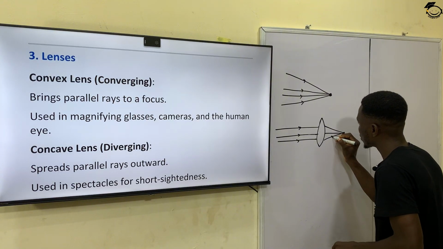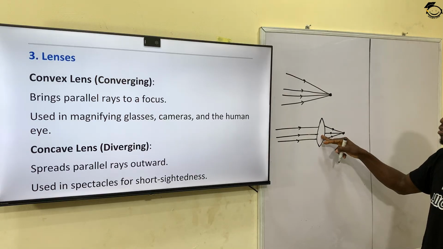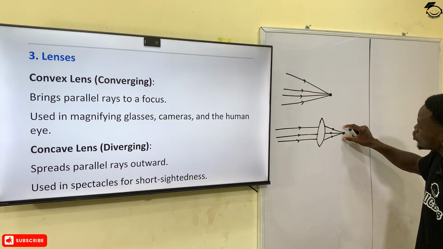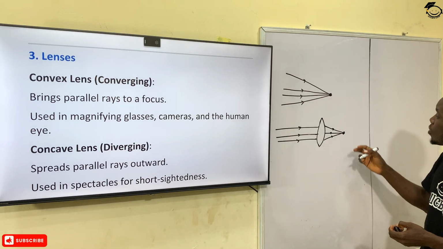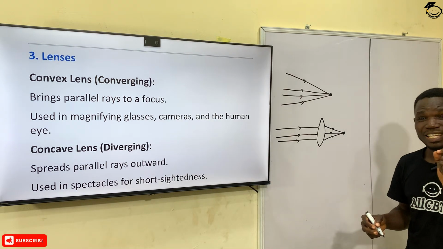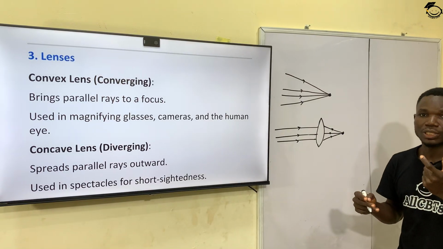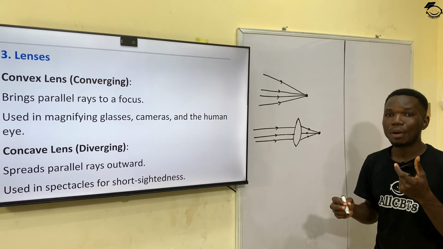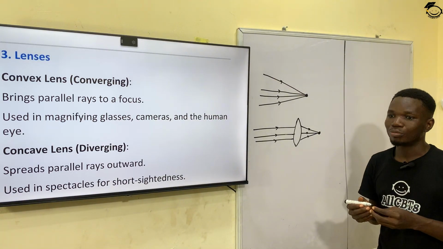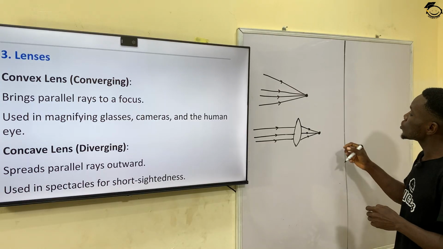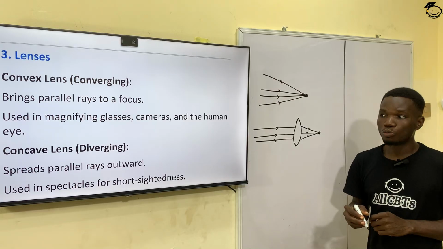To a point. So immediately they hit this convex lens, they are now brought to a point. So this is what a convex lens does. Your convex lens can be used in magnifying glasses. So what are magnifying glasses? These are objects or apparatus that we use in the lab for making objects larger. So you use it for viewing small objects to make them larger. You can also see them in cameras, and it is also the lens that is present in the human eye.